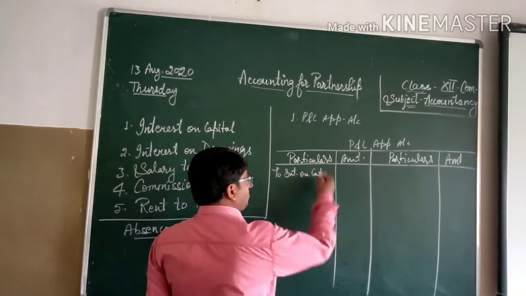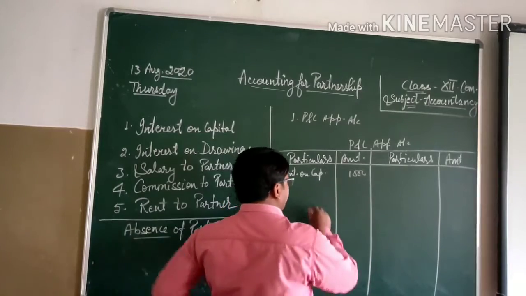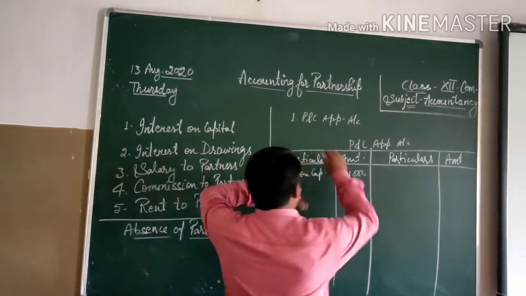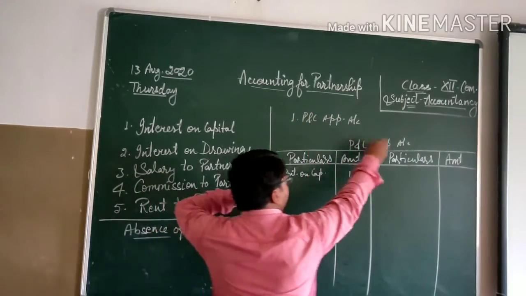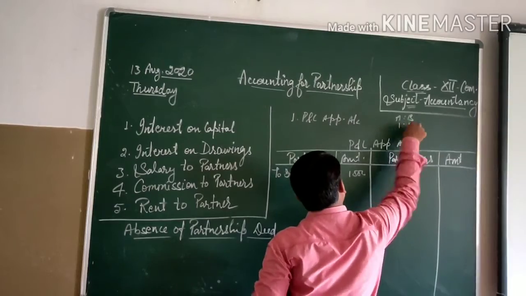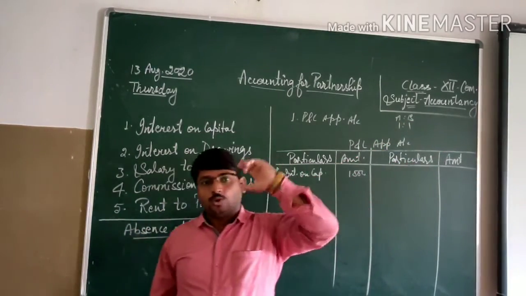Suppose whatever the amount it is, 100 or something more. But be careful that we have to show how many partners we are having. Suppose we are having two partners, A and B, whose ratio is 1:1, meaning they are sharing profits and losses in the ratio of 1:1.